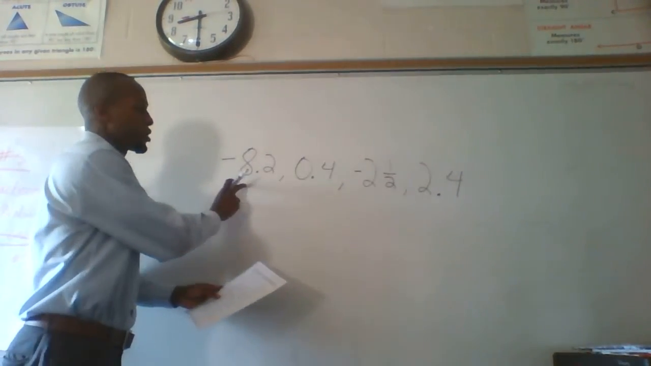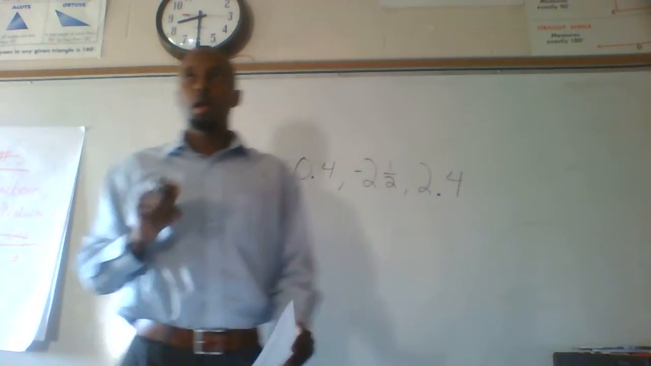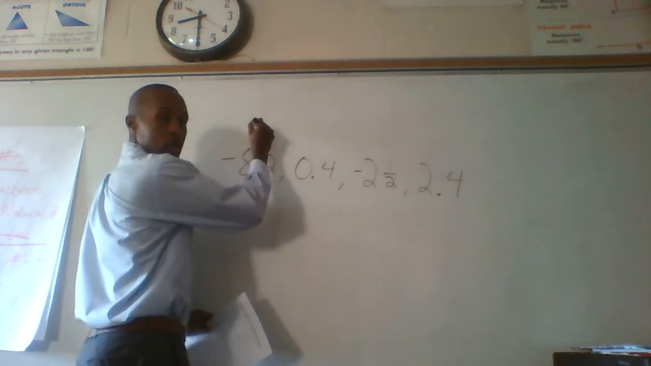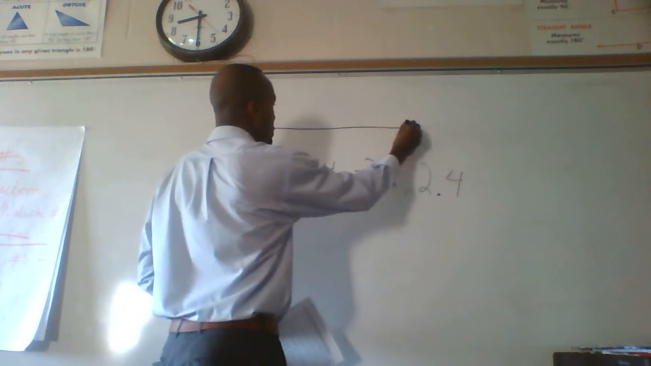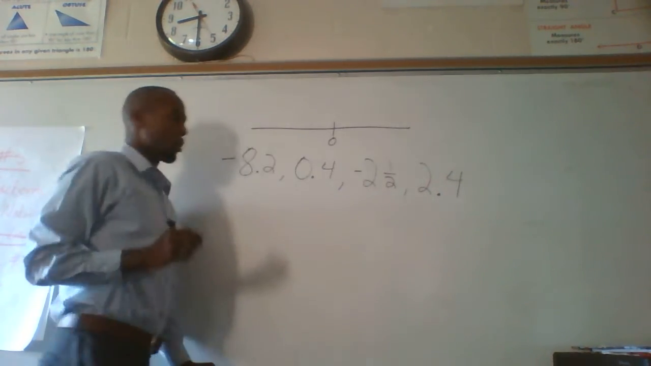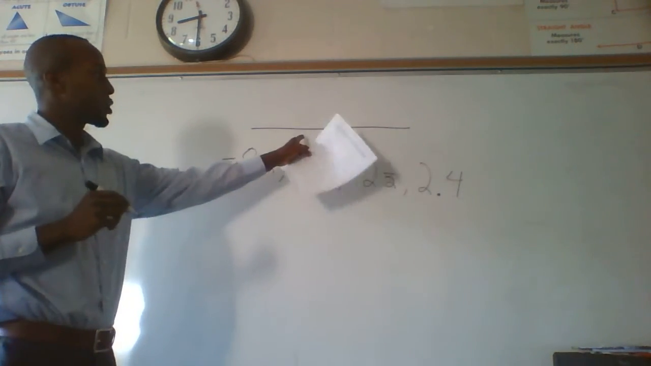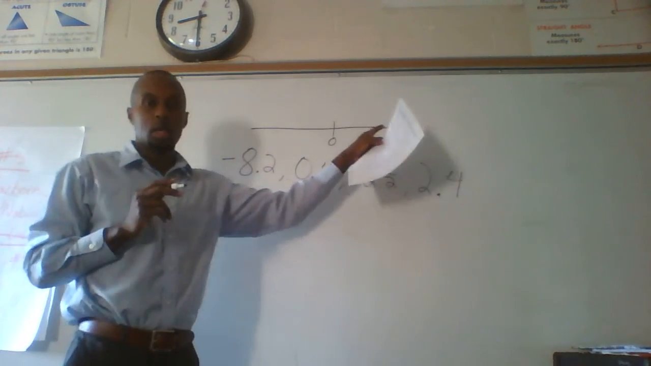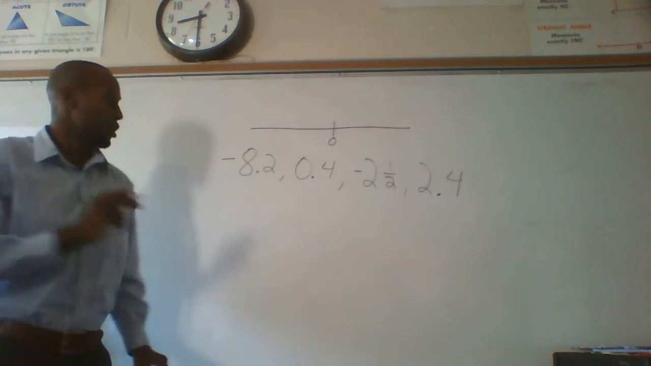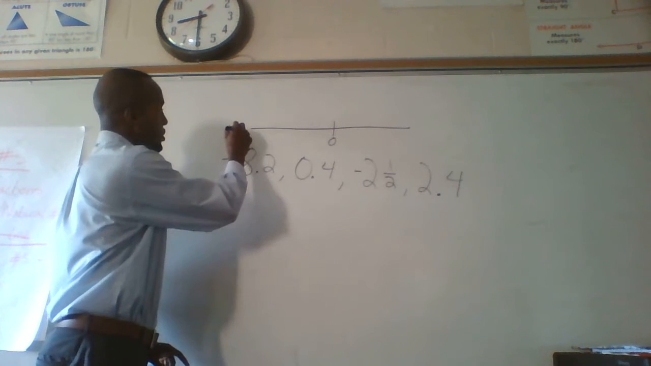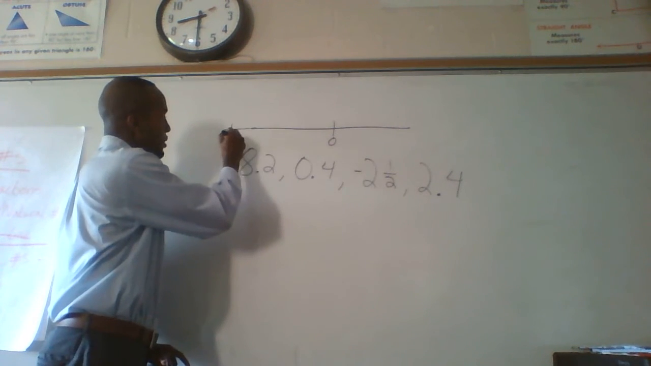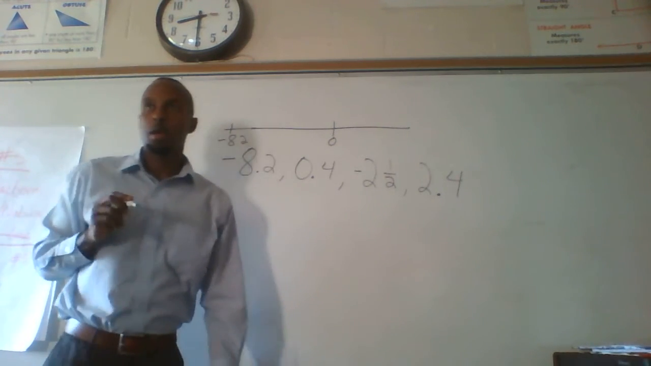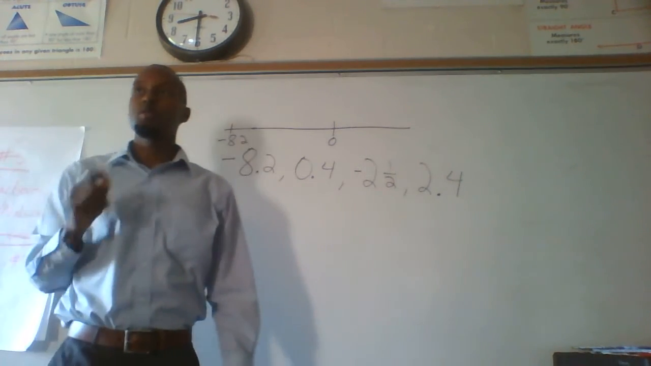Okay, so negative 8.2 is the least. Now remember, if we draw a number line, you can always draw a number line to help you. That's 0. Whatever's furthest to the left is the least amount. The further you go right, the greater the number gets. Then we've got negative 2.5. Negative 2.5 as the decimal is negative 2.5.